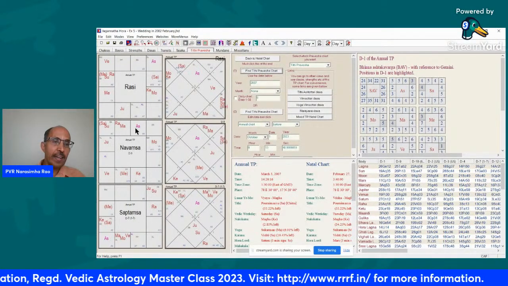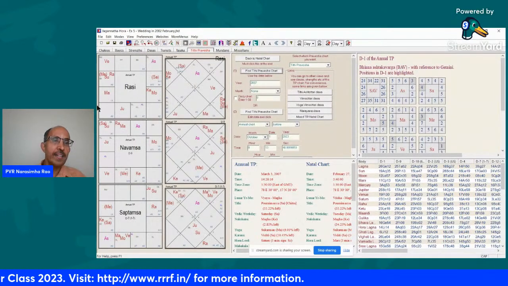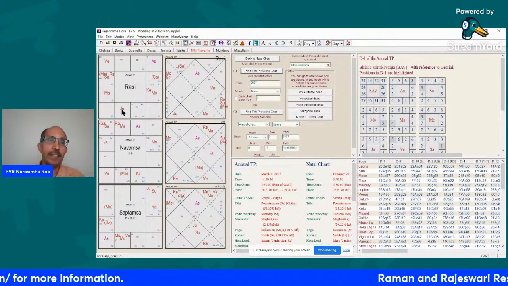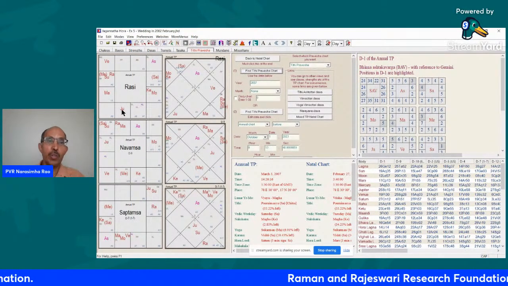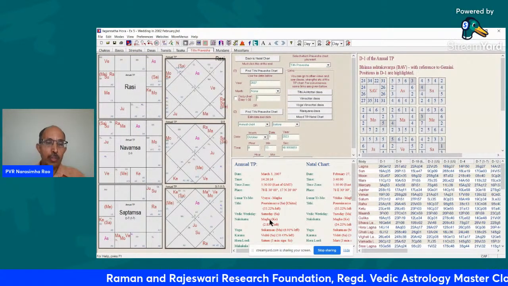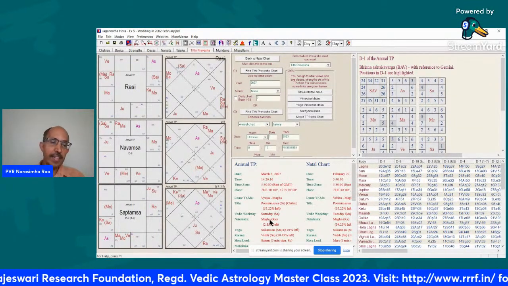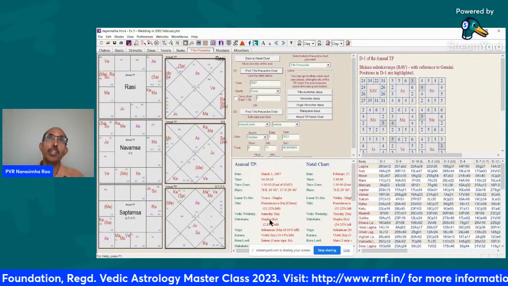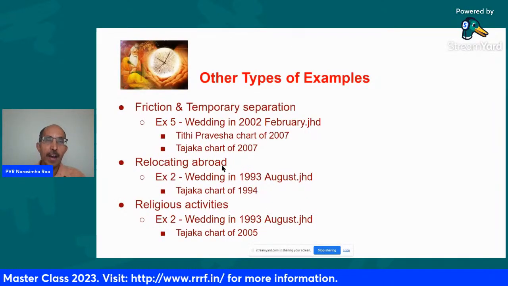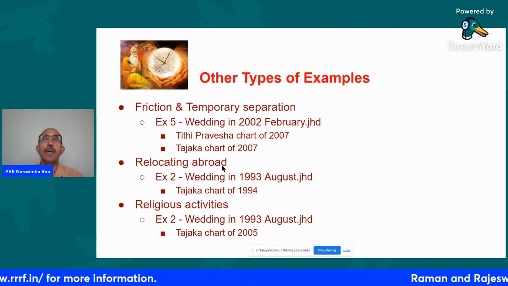You see that Lagna Lord is in the 8th house, and in the Rasi chart, 7th Lord Jupiter is in the 6th house. So that itself, apart from other factors, can show some friction in the marriage. And the same Tajaka chart could actually have resulted in a divorce also. But like I said, because of the redeeming factors and because of the attitude of the people involved, it ended up being just a temporary separation.